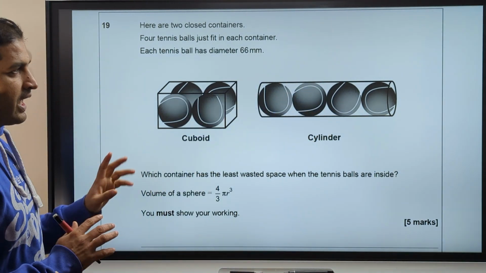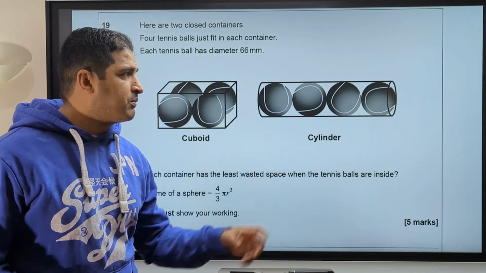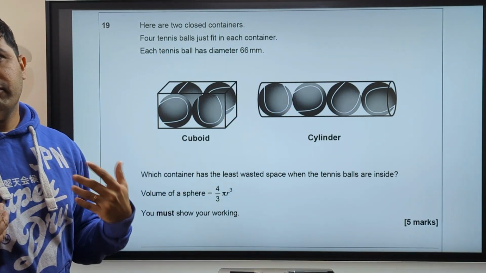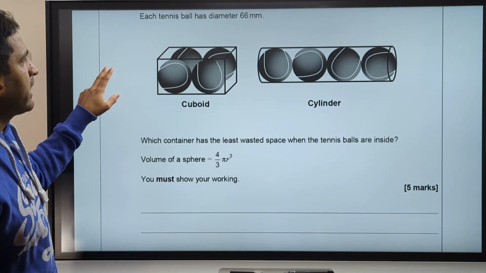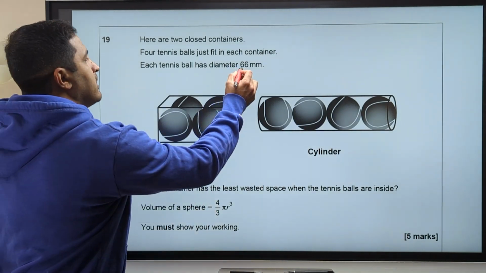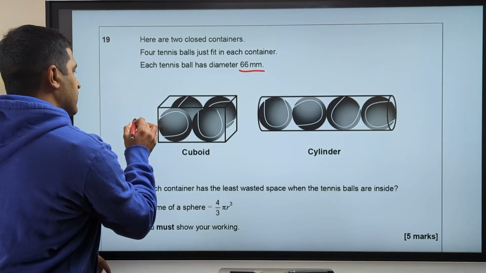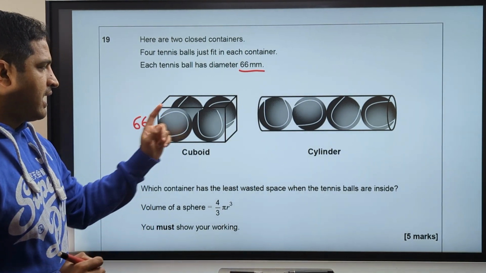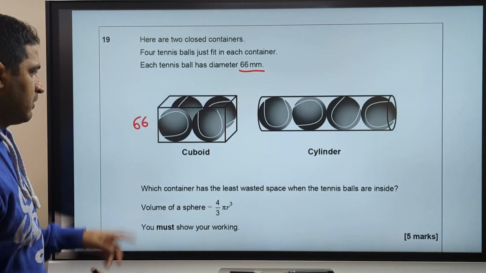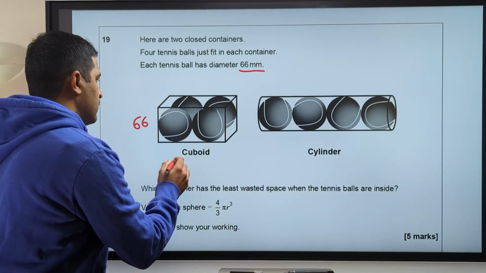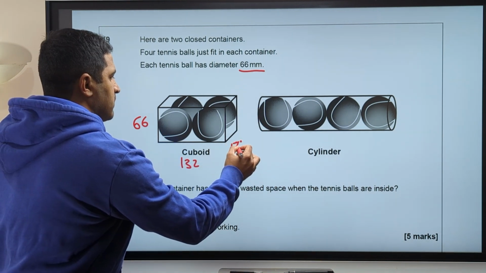Right? And again, the answer is going to be cylinder. Why? Because the majority of the time when you buy a tennis ball, they come in that. But I don't know, let's work it out, see what we get. So we need to work out, okay, the diameter of a tennis ball is 66 millimeter. So the height of this is 66, and we double that to work out the length and the depth of the cuboid. So double 66, we get 132 and 132.